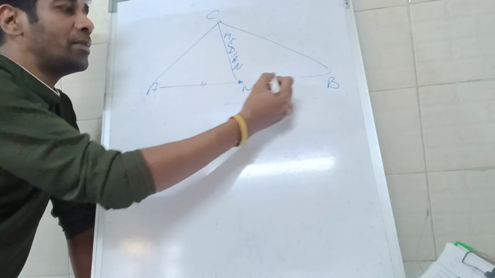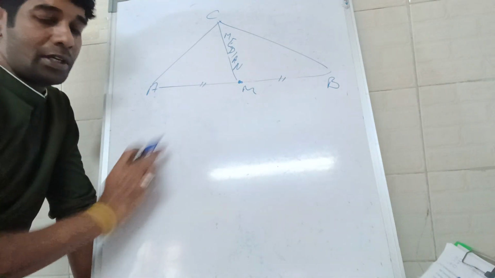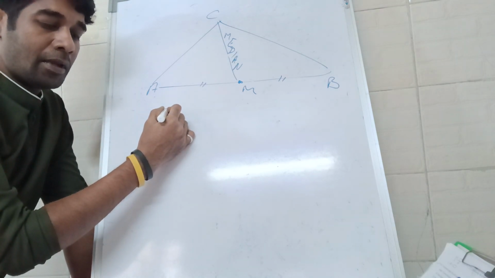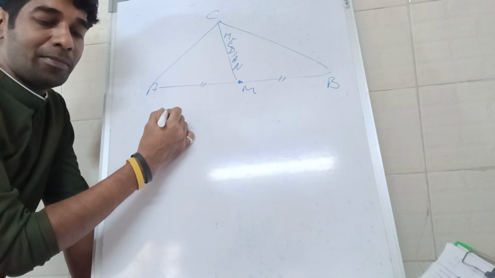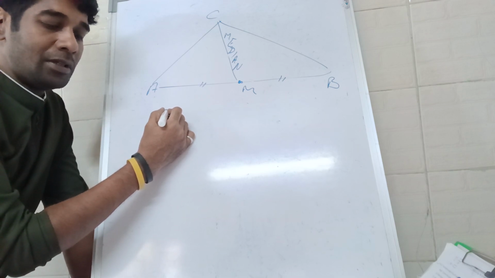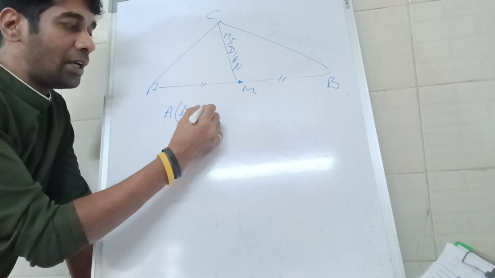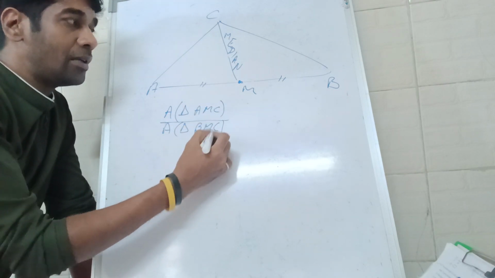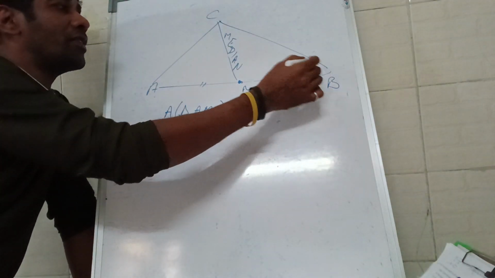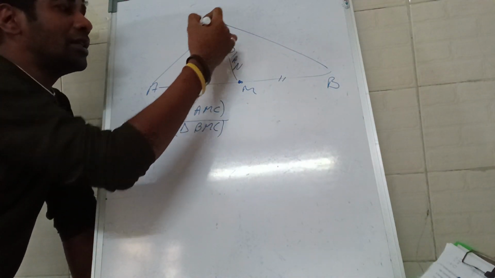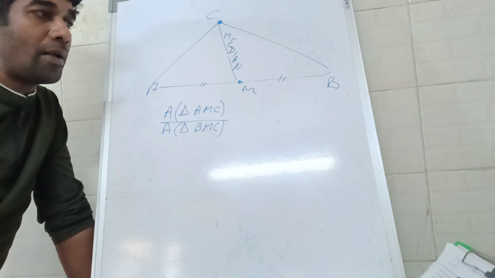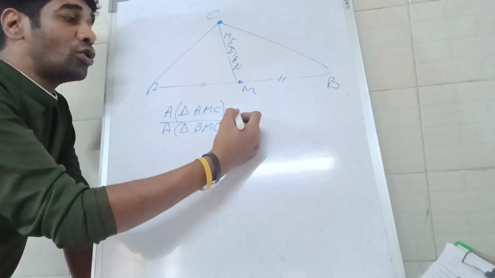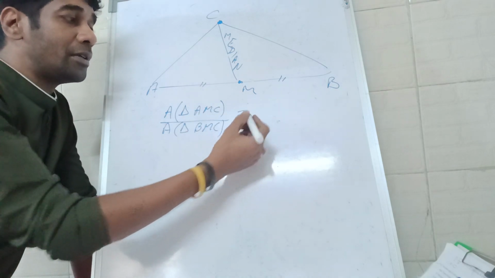Now median means this could be the midpoint and these two sides are equal over here. The activity says M is the midpoint of segment AB and segment CM is the median of triangle ABC. Now, area of triangle AMC upon area of triangle BMC. Both have a common vertex, so their heights should be equal and area should be proportional to the corresponding bases.